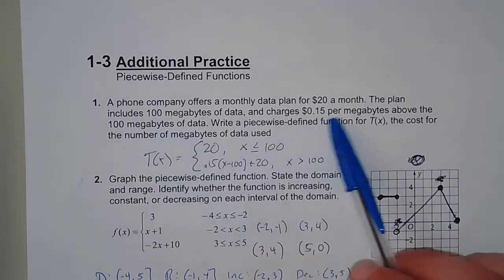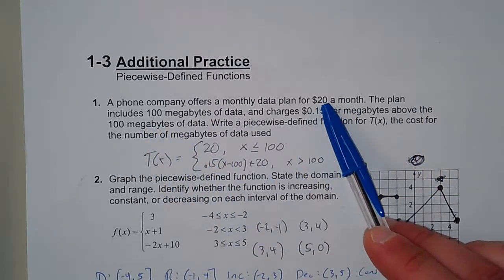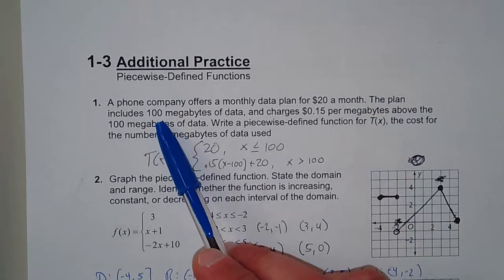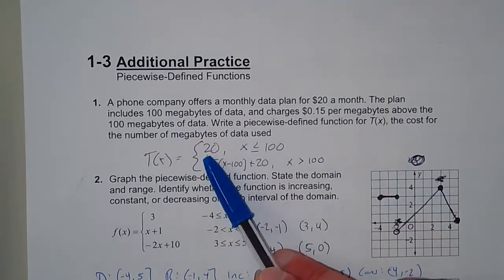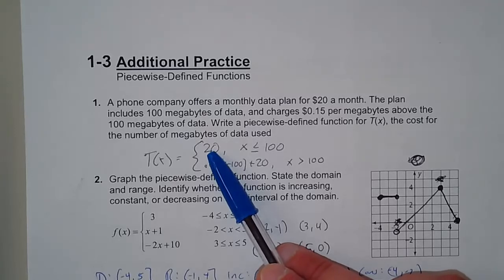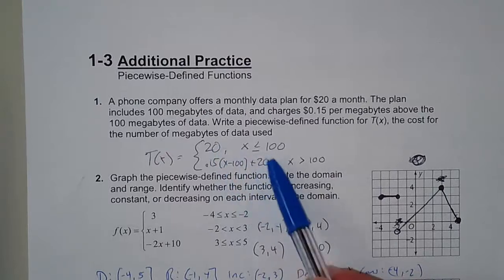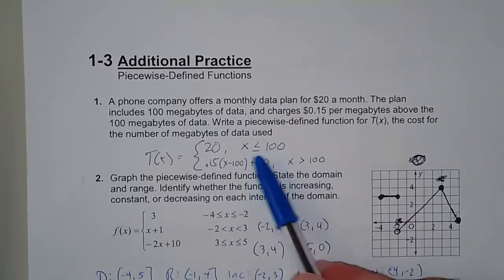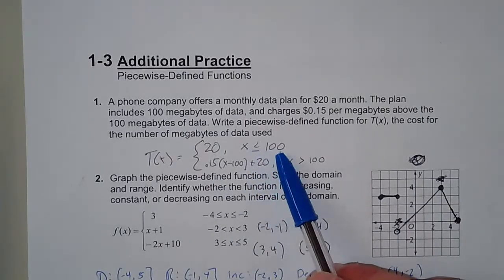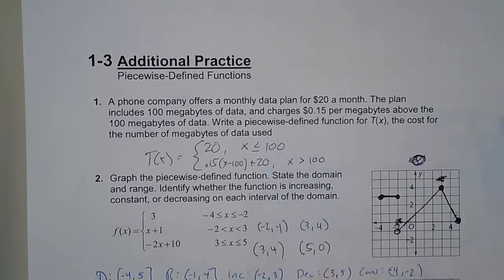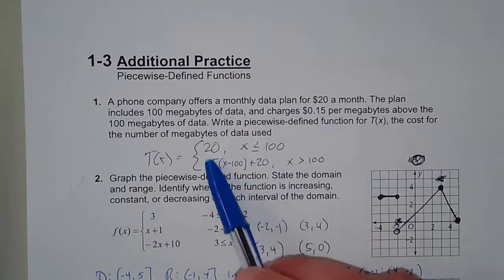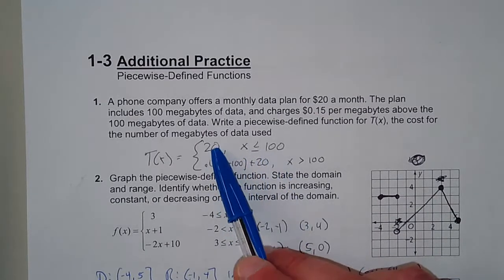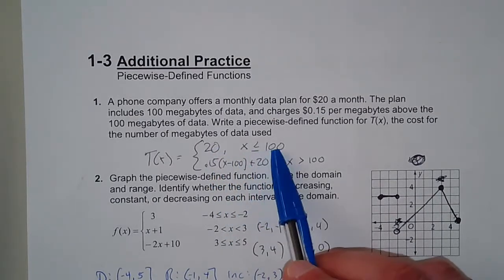In this case, you're paying $20 for the month, and that covers your first 100 megabytes of data, which is not much data. But anyway, you pay $20, and that's a flat rate. Whether you use 0 or 2 or 10 or 100, you're going to pay $20. So that's the cost if you use anything up to 100. As soon as you go over 100, though, like it says here, you get charged 15 cents per megabyte. So that's why the first piece of this is just a flat $20 for essentially 0 through 100 megabytes.